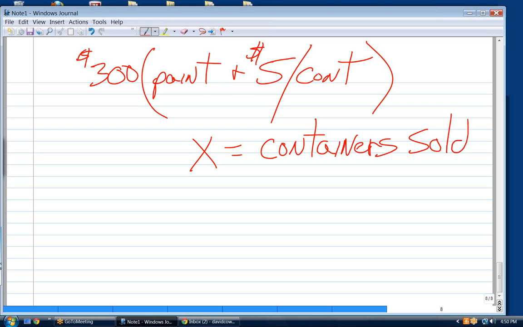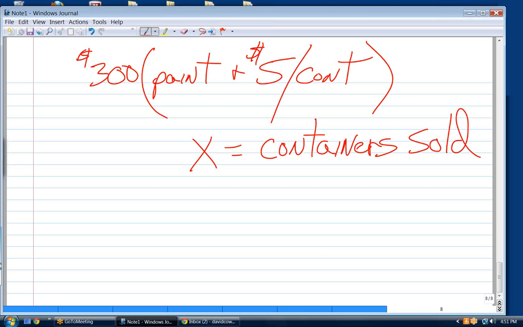So x equals containers. Okay, so what is our total cost? This problem confuses me. I'm not sure if I'm looking at it right. Would you reread it again?